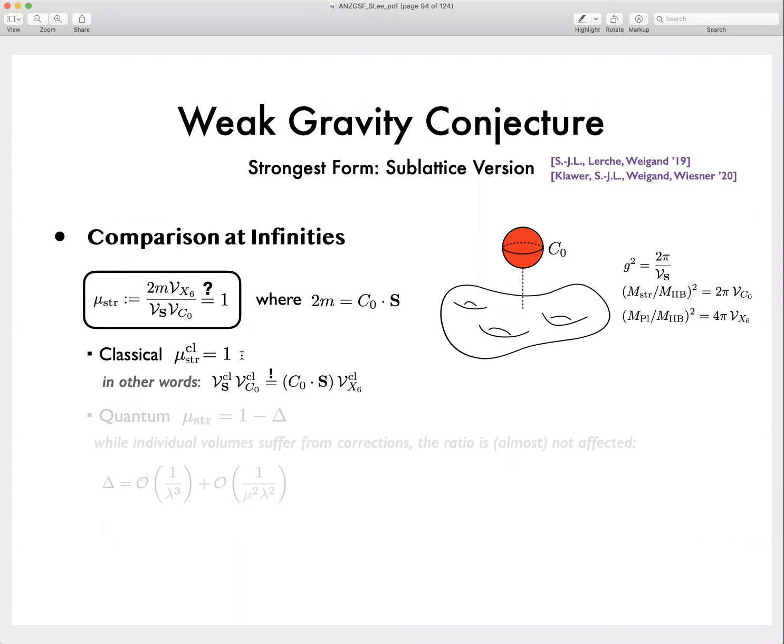And the geometric intuition is that this relation is achieved by the conspiracy between various volumes and the topological intersection, if you recall this definition for this 2m.